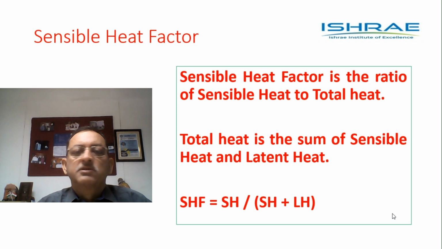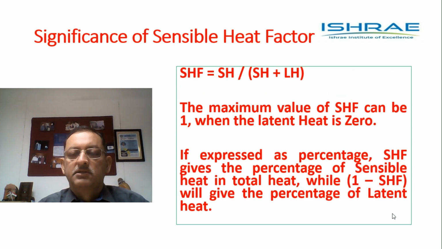To define sensible heat factor, it is the ratio of sensible heat to total heat. Total heat is the sum of sensible heat and latent heat, and we can write it SHF is equal to sensible heat divided by the sum of sensible heat and latent heat. As we can see from the simple relationship in front of us, the maximum value of SHF is 1, and that will be when the latent heat is going to be 0.